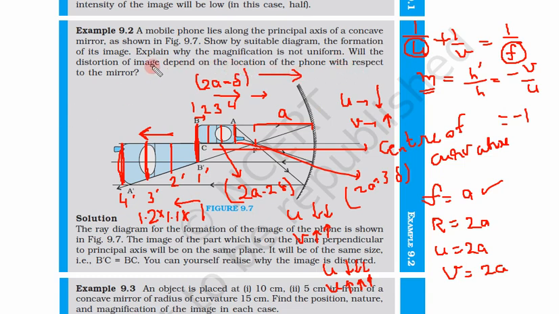So this was the question, whether the distortion of the image depends on the location of the phone. The answer is yes. At the center of curvature there will be no distortion, but as this point gets closer to the mirror, the image will get further from the mirror and will be much larger. So there will be more and more distortion.